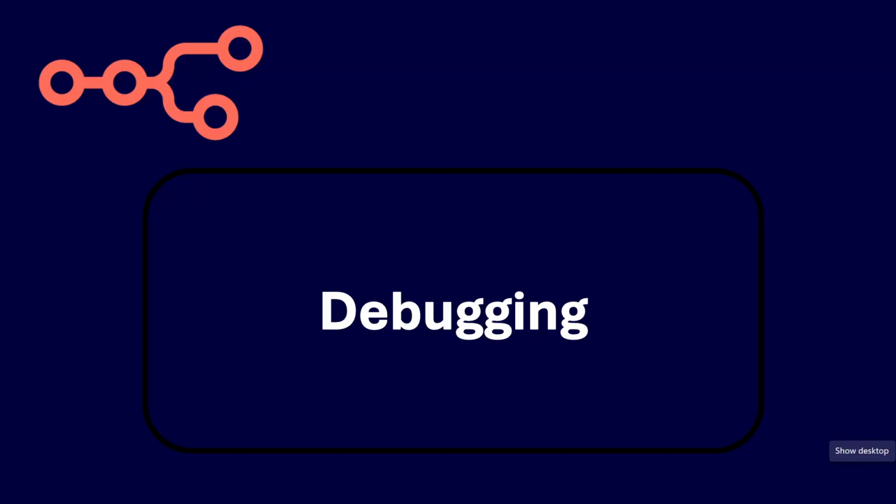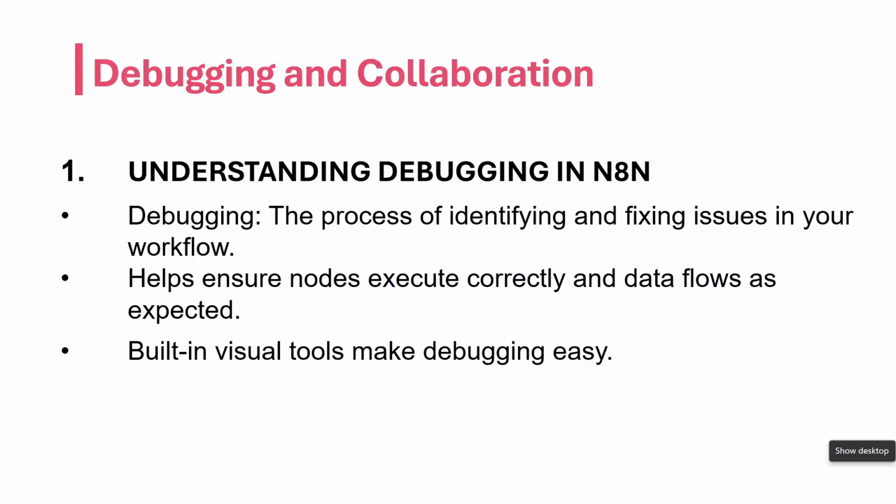Now we will see what is debugging. It's one of the most important steps while building automation workflows. Debugging simply means identifying and fixing any issues in your workflow. n8n provides us with amazing visual tools that make it really simple to track what's happening inside each node and understand how data is moving through the workflow.